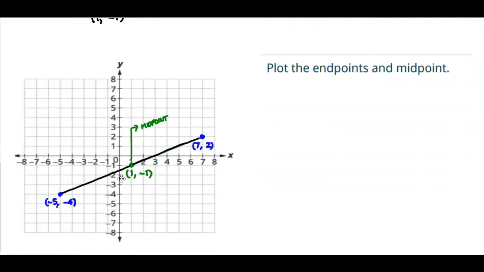Now, if we plot those points, here are our points. We had (-5, -4), and then we had (7, 2). And then when we plot the point (1, -1), you can see that that is the midpoint of those 2 points.